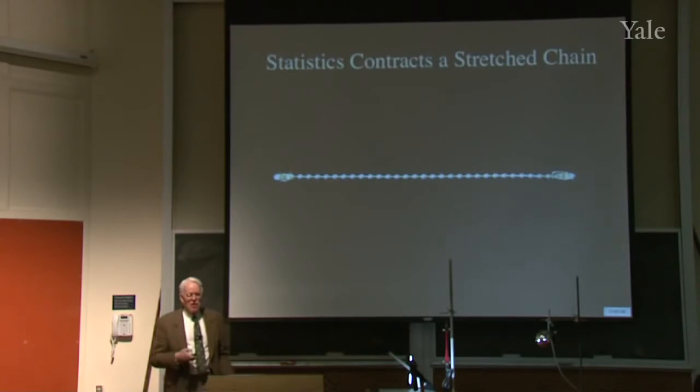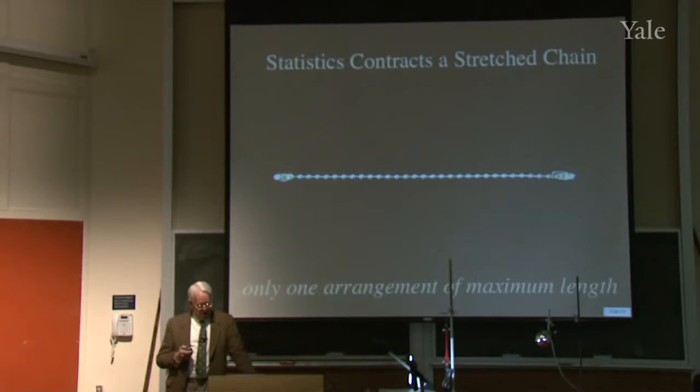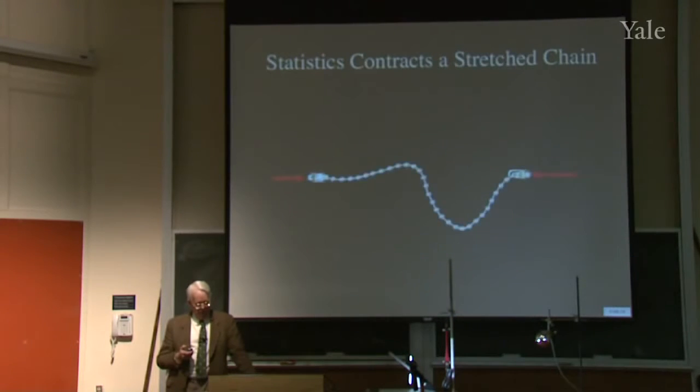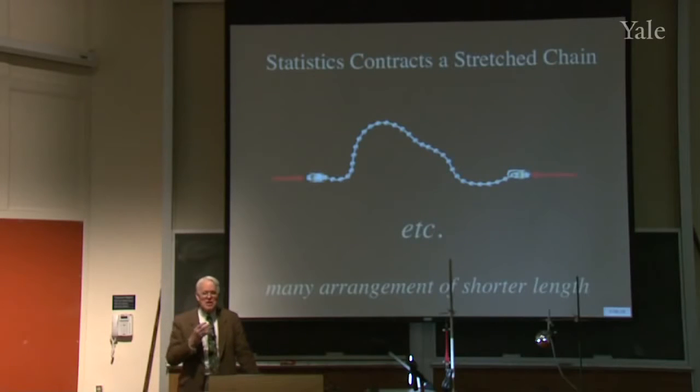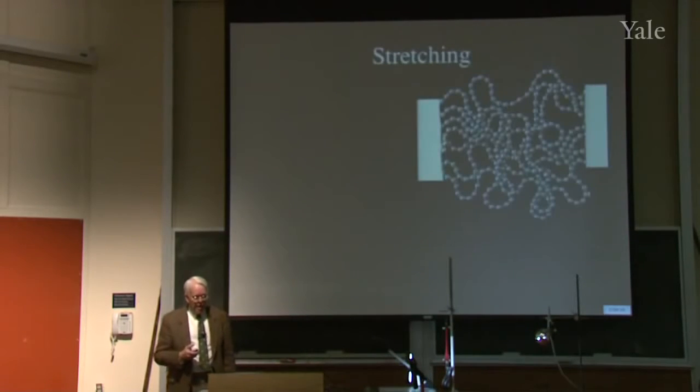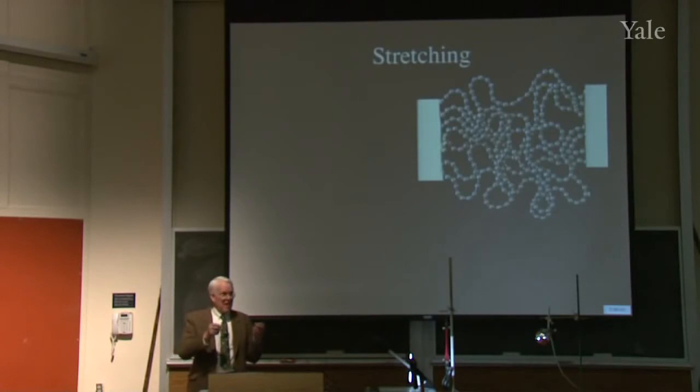If you have a chain all stretched out like this, there's only one way to arrange it between the two ends, right? But if you contract it like that, you can have it that way or that way or that way. There are a zillion ways to have it if it's contracted. So statistics, entropy says it wants to have a shorter distance between the ends. So even though it might be most stable in terms of heat, that is the best conformation when it's stretched out, entropy will contract it again.